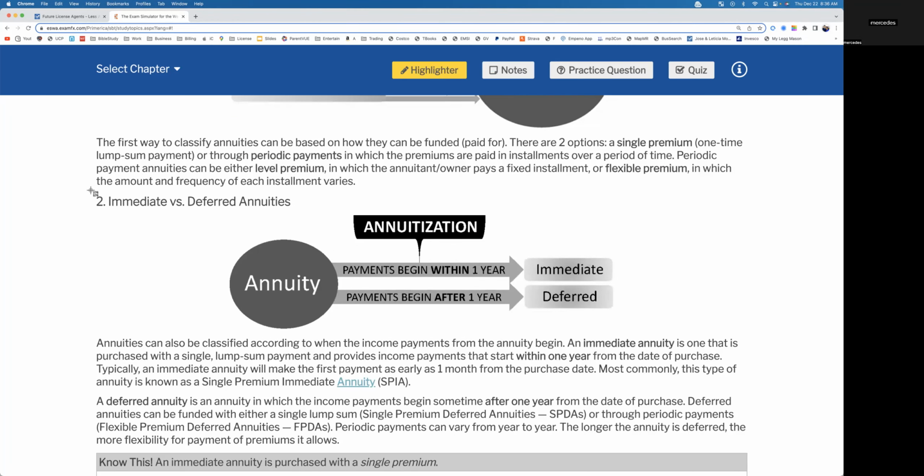So this is the accumulation period. The annuitization period right here is how you get the money. When do you get the money? Immediate annuity. I went over that, right? Immediate means that you get the money within a year. So income starts within a year.